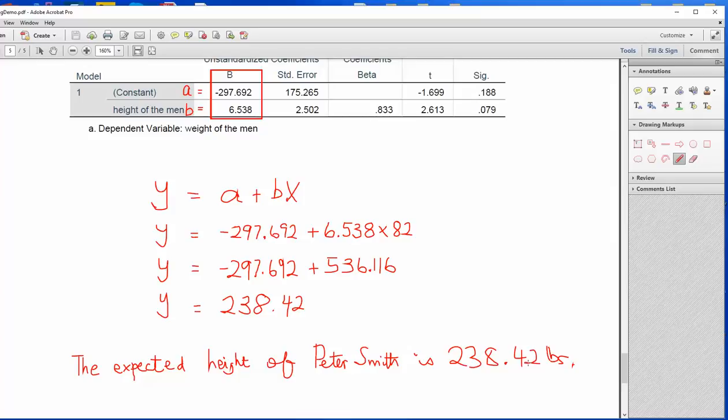That is how you use the SPSS analysis, which gives you your A and B of the regression model to answer questions and make a prediction about a variable that you don't know. We didn't know the weight, which is the y, but we know the height. And with SPSS, we're able to get A and B. And with that information, we are now able to make a prediction that the weight of Peter Smith is going to be 238.42 pounds. That is how you end your analysis.